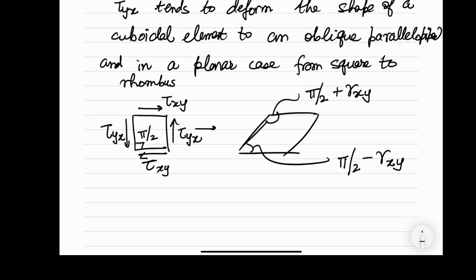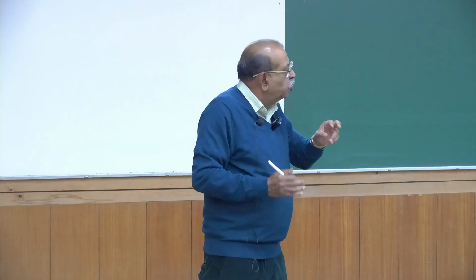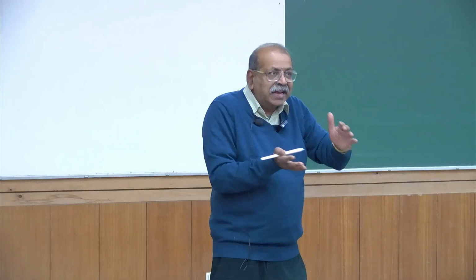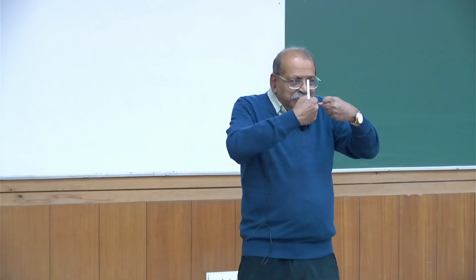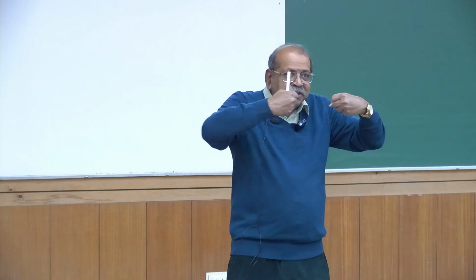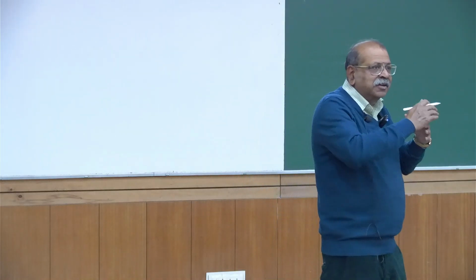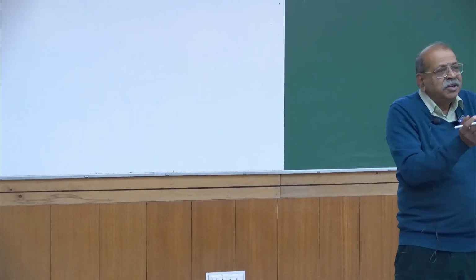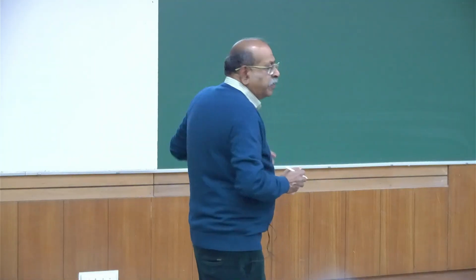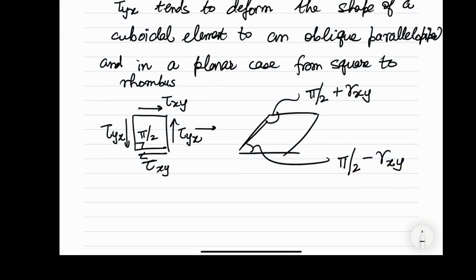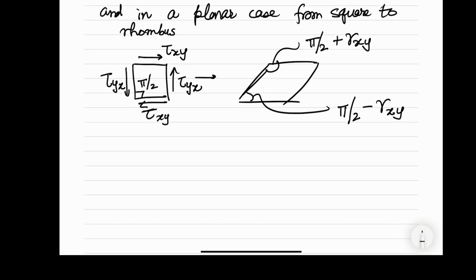So basically the measure of the shear strain which we do is in terms of the angle of deformation. The measure of the axial strain was in terms of the change in length. But when a shear stress is applied, the deformation is measured in terms of the angle by which the element deforms. So this gamma xy is what we call as a shear strain.